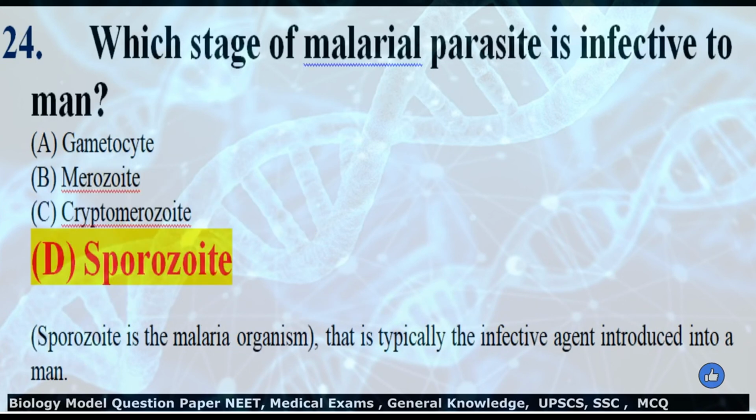Question number 24. Which stage of malarial parasite is infective to man? Answer D. Sporozoite. Sporozoite is the malaria organism that is typically the infective agent introduced into a man.